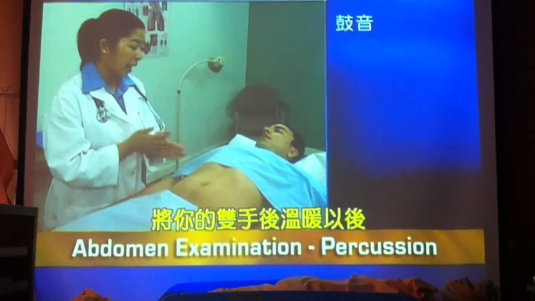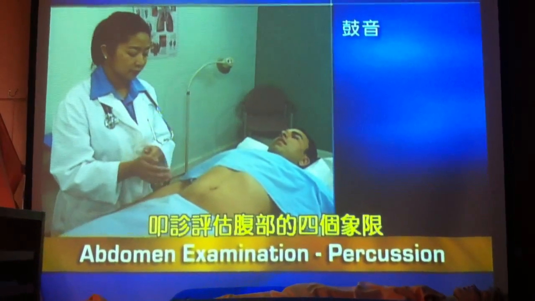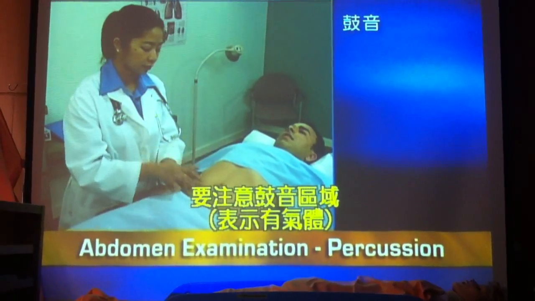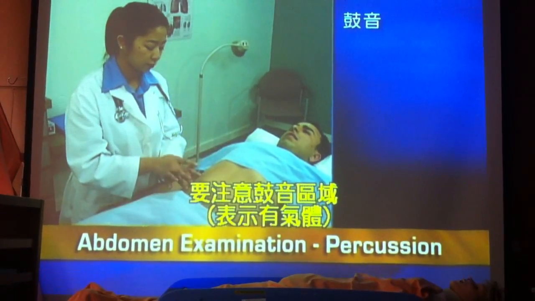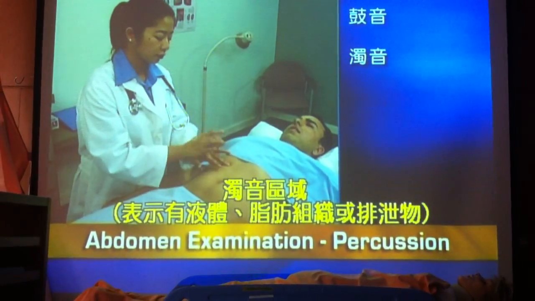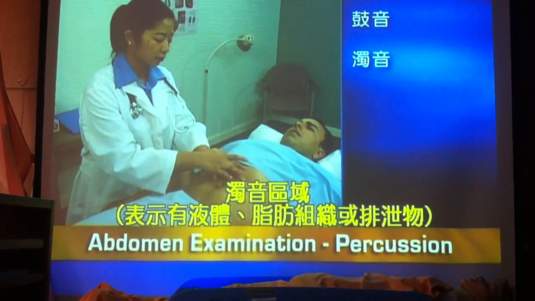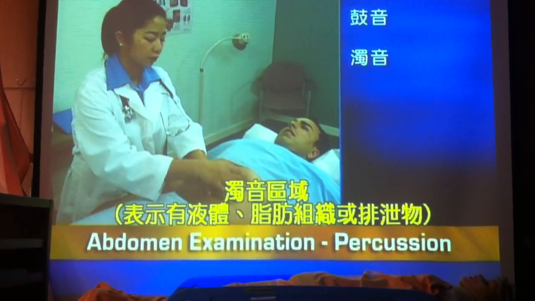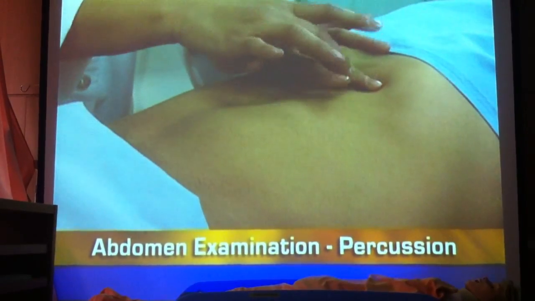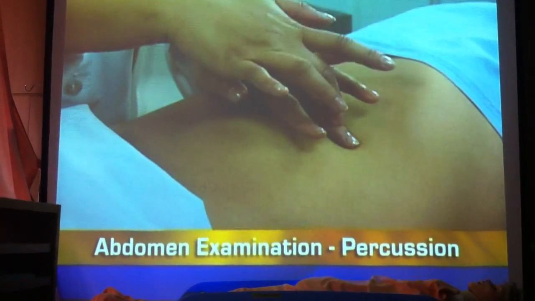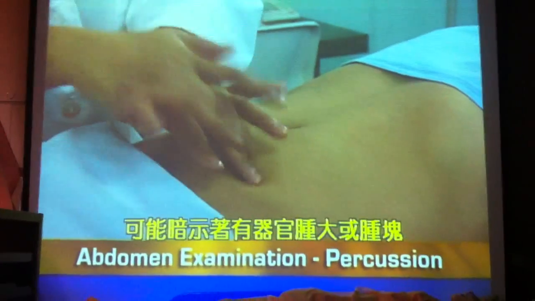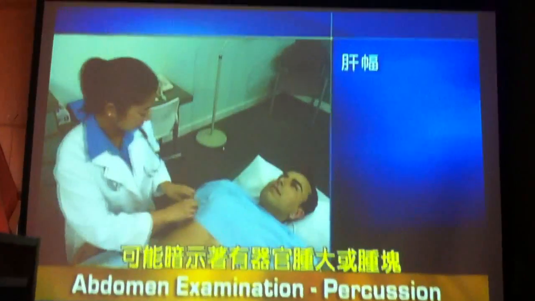After warming your hands, use percussion to assess all 4 quadrants. As you do, note areas of tympany, indicating gas, and areas of dullness, indicating fluid, adipose tissue, or feces. Normally, tympany predominates. A large area of dullness may suggest an enlarged organ or mass.